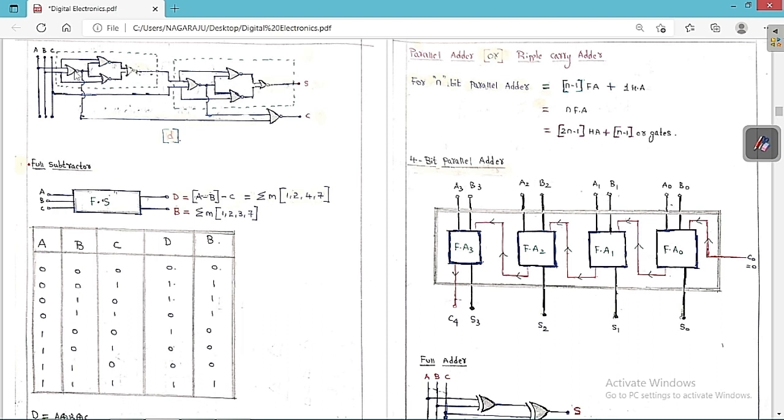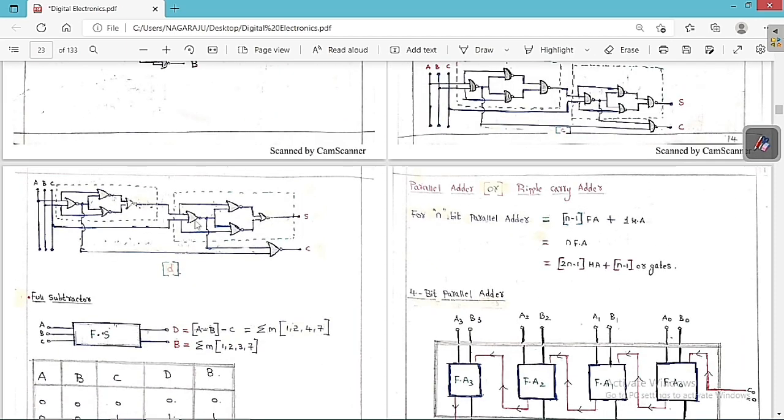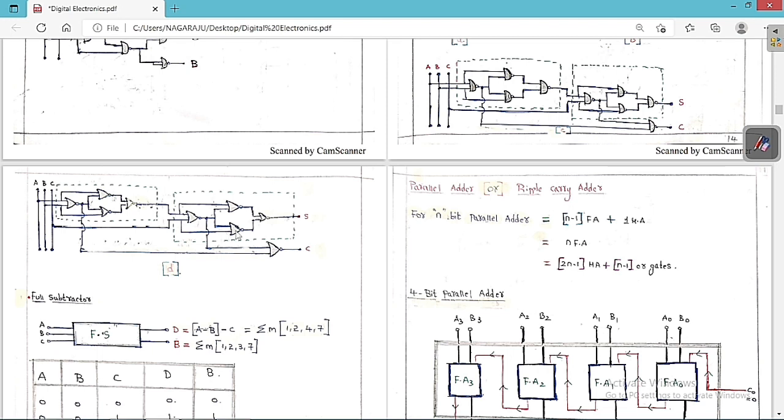So you can see clearly 1, 2, 3, 4, 5, 6, 7, 8, 9. So 9 NOR gates are required to build this full adder. So we can say a full adder can be implemented only with 9 NAND gates, or a full adder can be implemented with the help of a total of 9 NOR gates. So these things we always have to keep in mind.